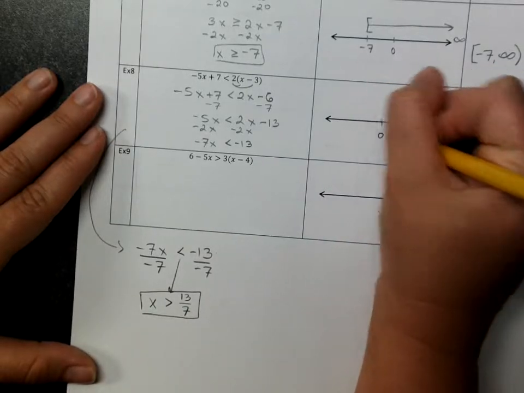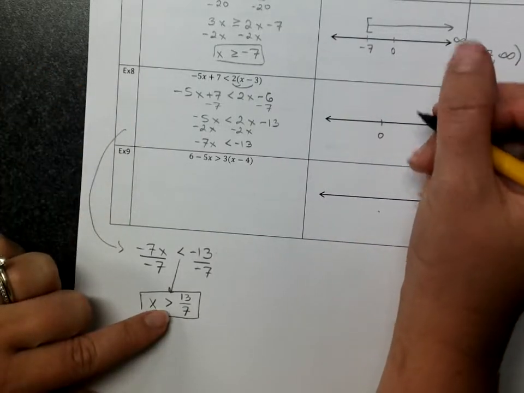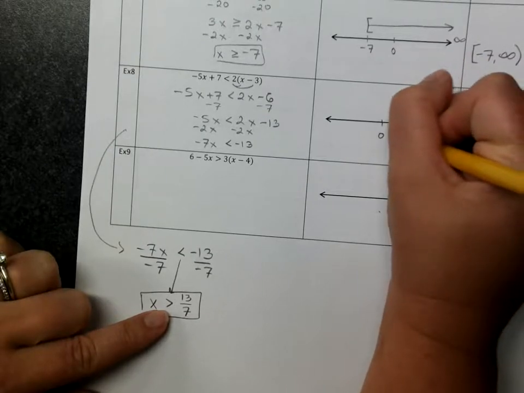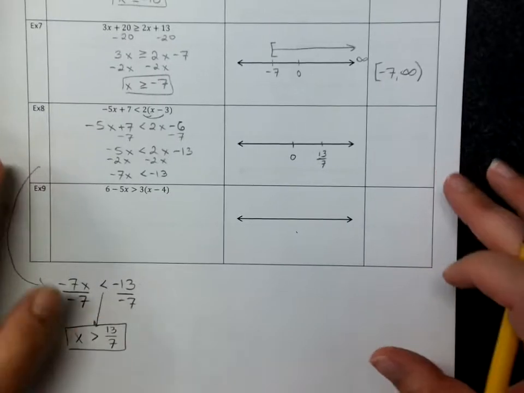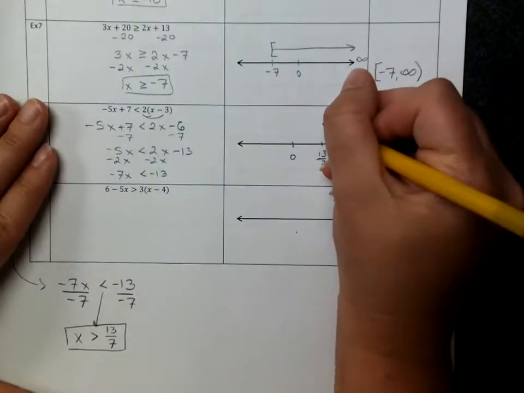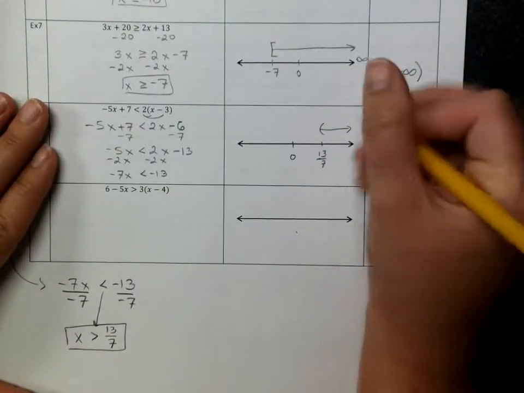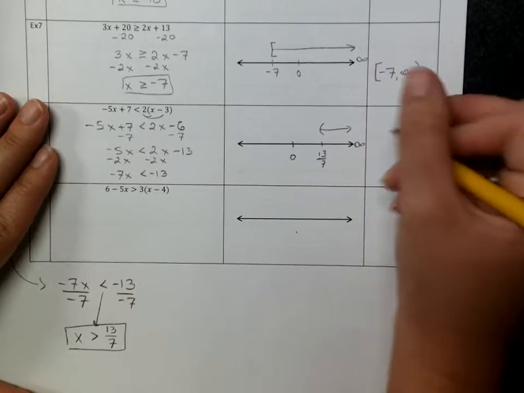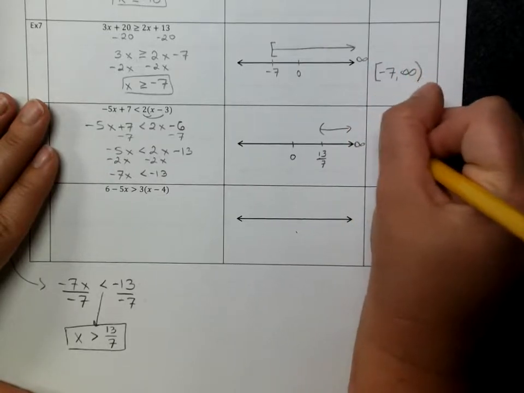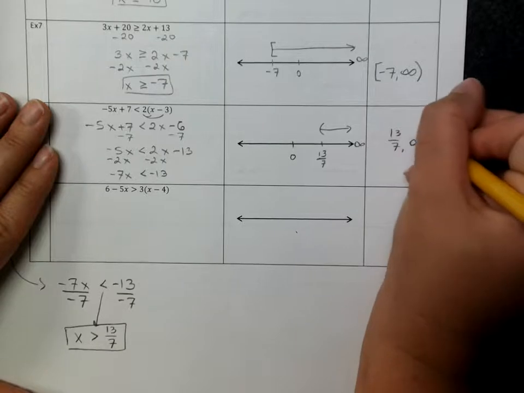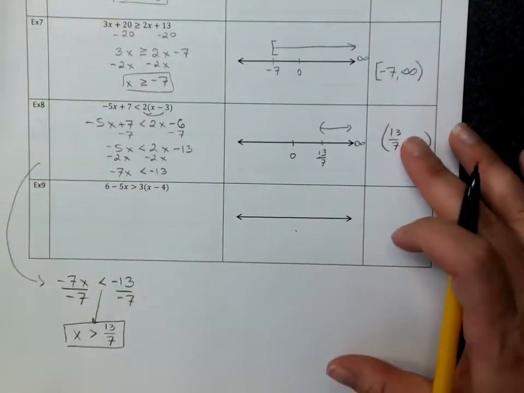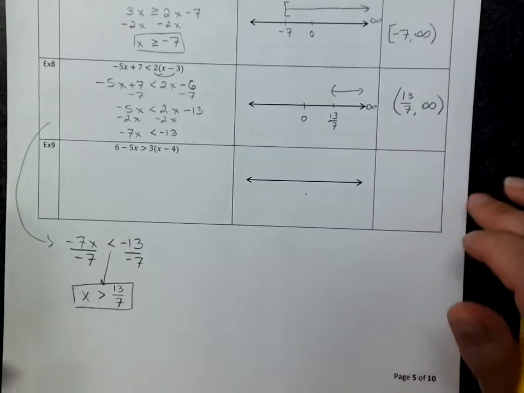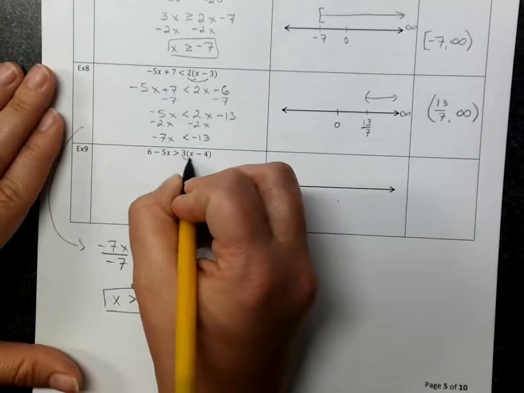You don't really need to know where 13 over 7 is, just know that it's positive, just to throw it on the number line appropriately. Greater than would be a parentheses to the right, arrow to the right, towards positive infinity. So we have 13 over 7 to infinity with parentheses on both sides. And then example 9, again, distribute.